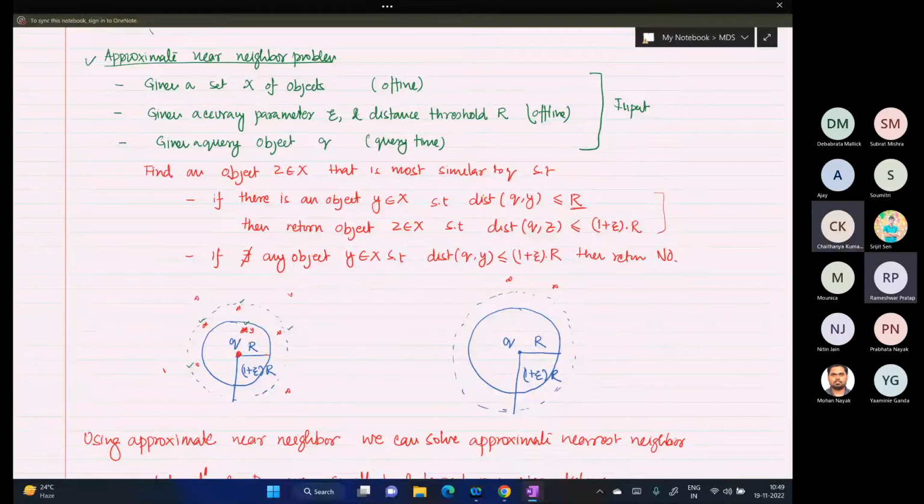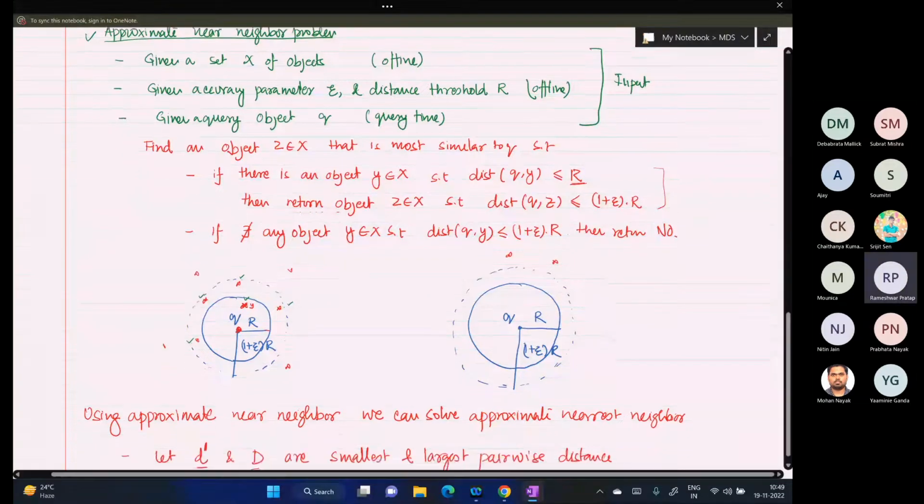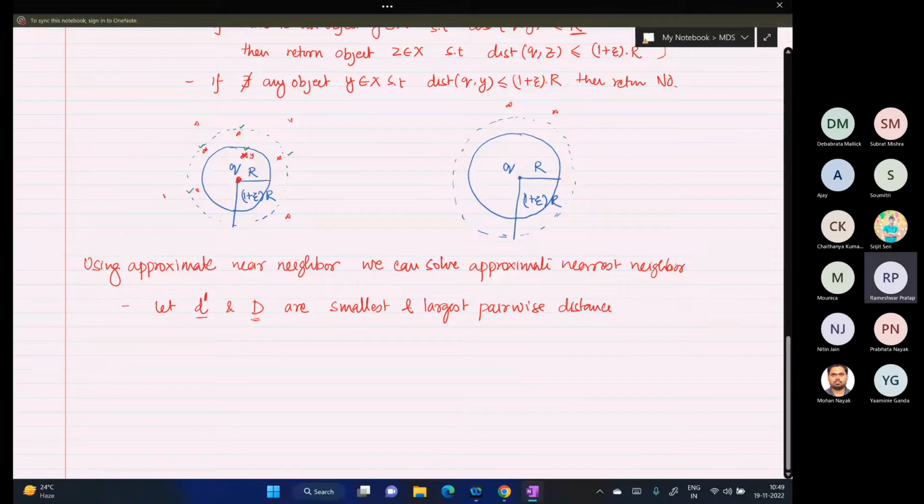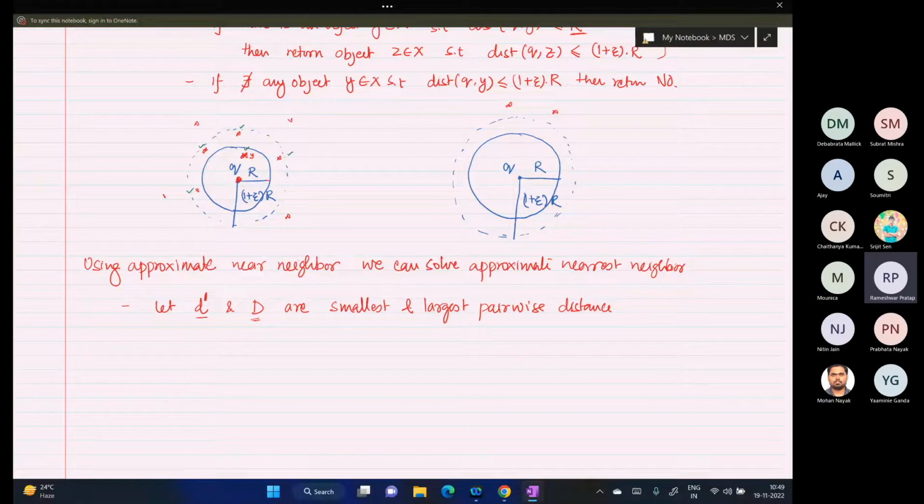So again, we'd be in a linear time algorithm kind of setting. So that's a good point. Now suppose we have information about the smallest and largest pairwise distance in the data set. Then can you help me choose how we can choose R so that we can solve our approximate nearest neighbor problem?